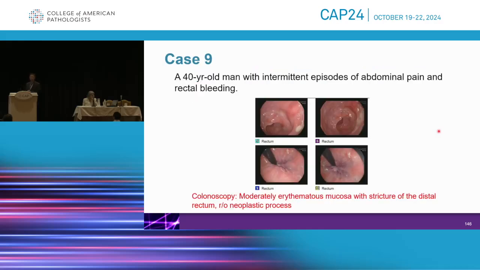So let's start with case 9. A 40-year-old man with intermittent episodes of abdominal pain and rectal bleeding. The endoscopy showed moderately erythematous mucosa with a stricture of the distal rectum. The other parts of the colon are normal. The clinical impression is maybe a neoplastic process, and they ask us to rule out malignancy.